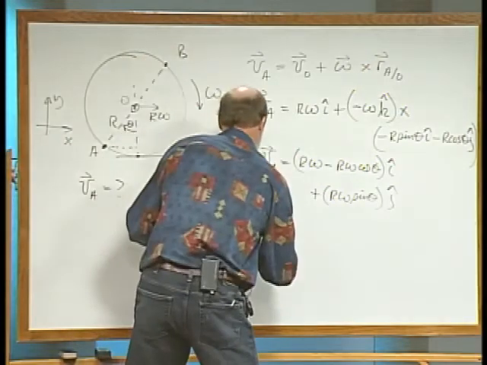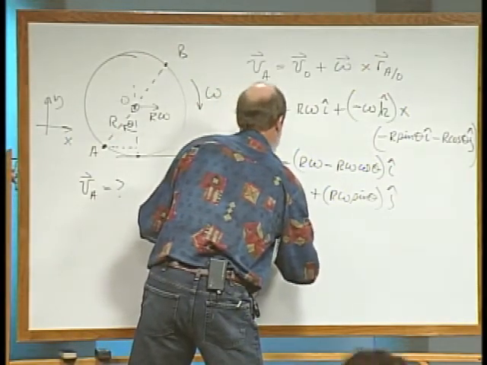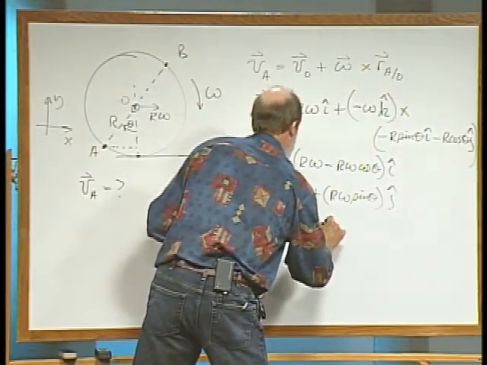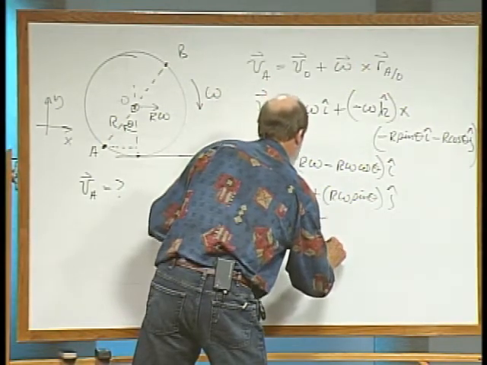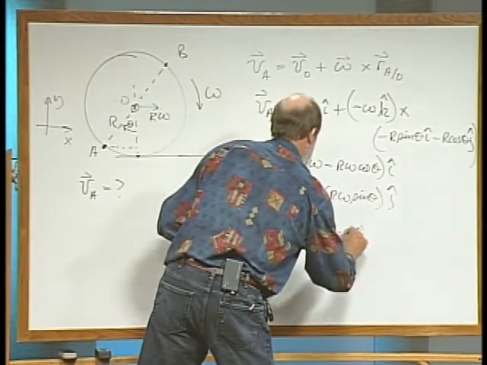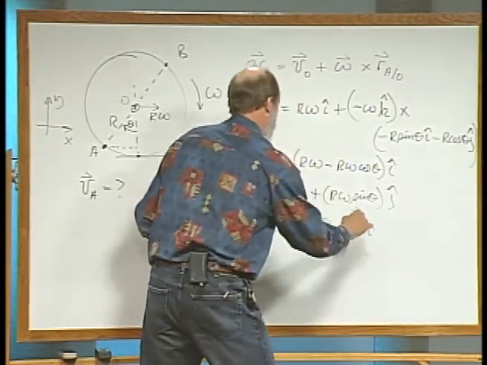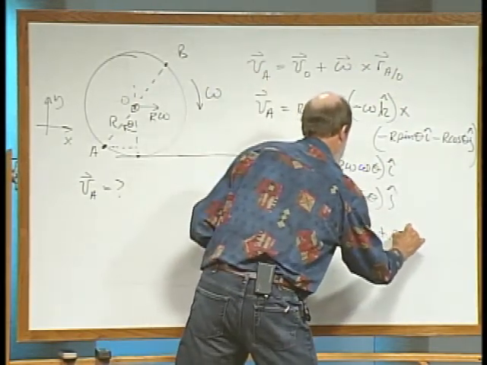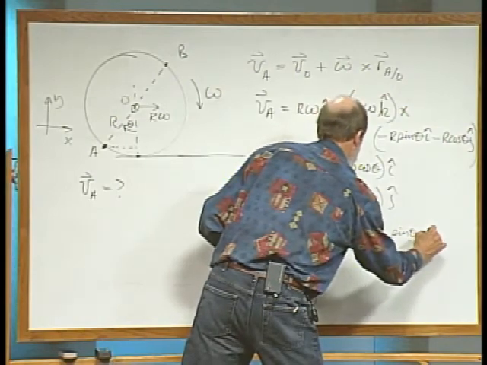And so the generalized expression for the velocity of A is R omega factored out, and we're left with a 1 minus cos theta as our I term, and then plus a sine theta J hat term.